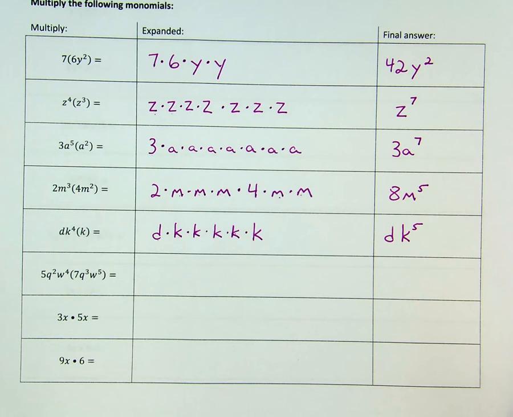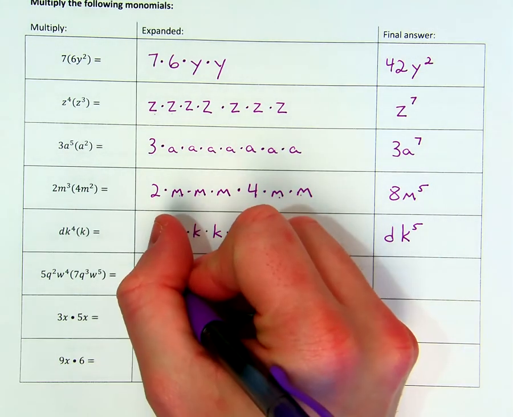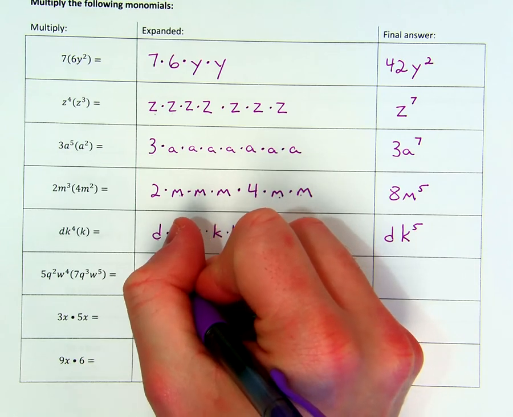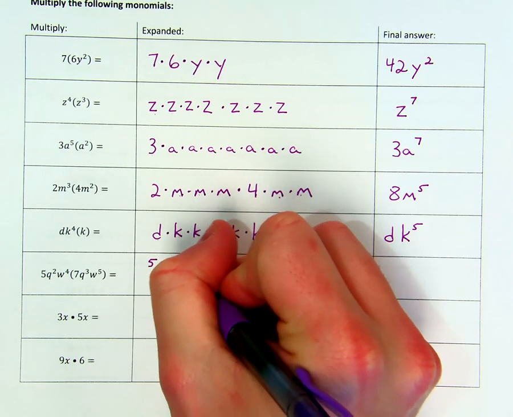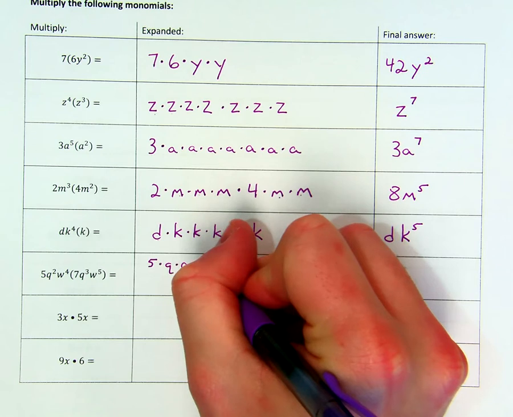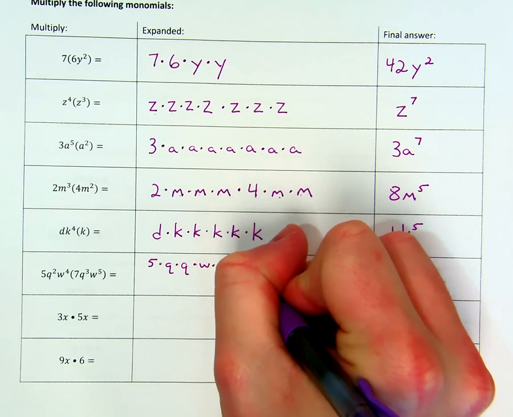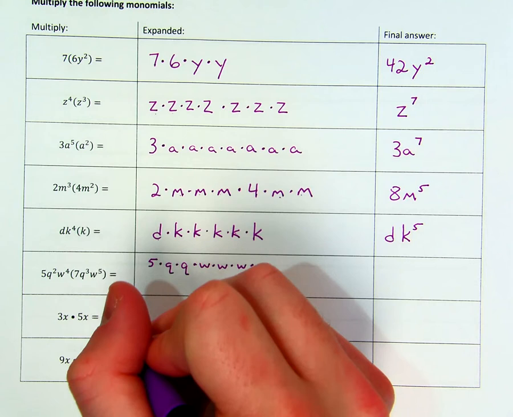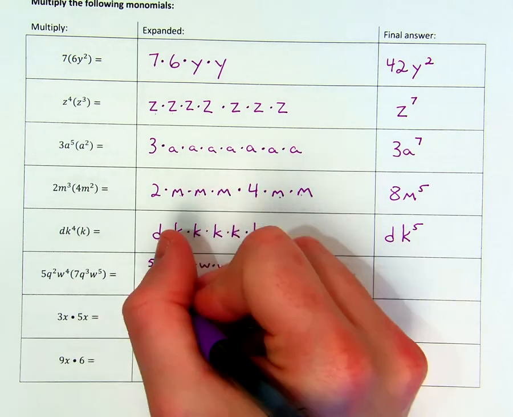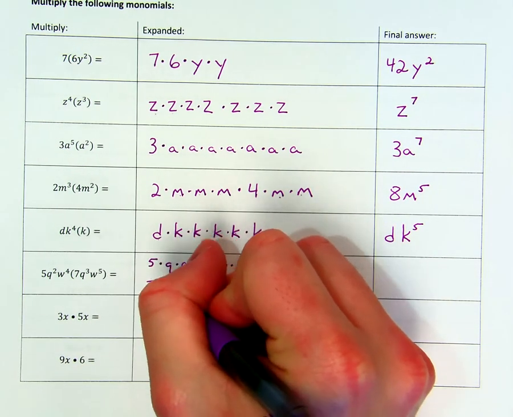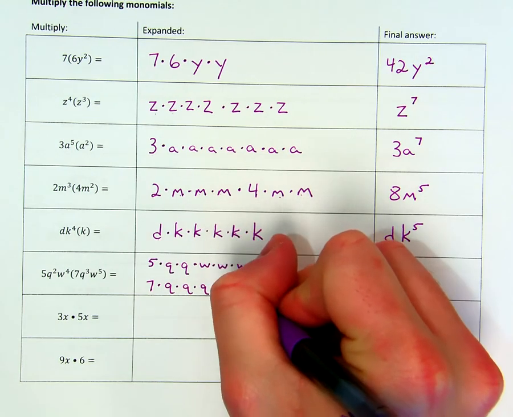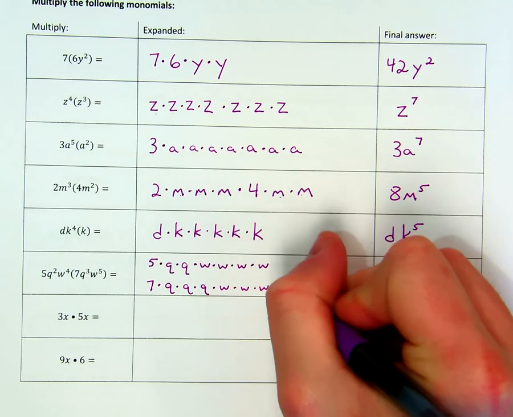The next example has a lot of numbers and letters going on. We'll expand it out and see what we're working with. The first term is 5 times q squared times w to the 4th. So 5 times 2 q's times 4 w's. The next term is 7 times q to the 3rd times w to the 5th. Expanded out, we have 7 times 3 q's and times 5 w's.